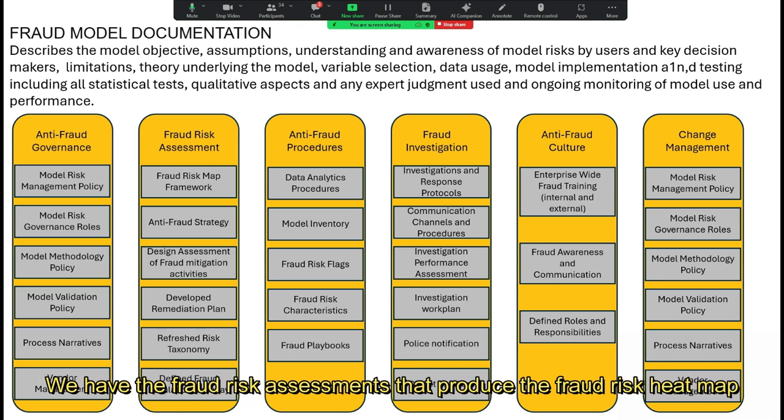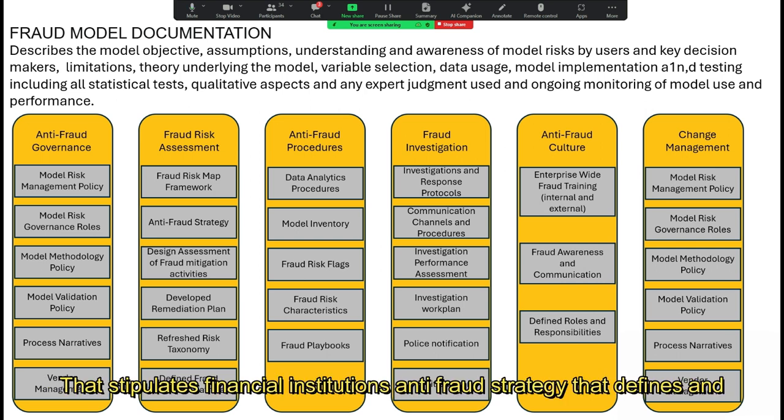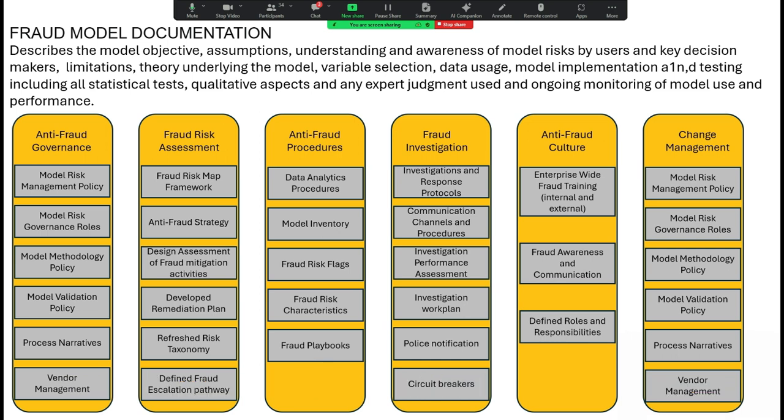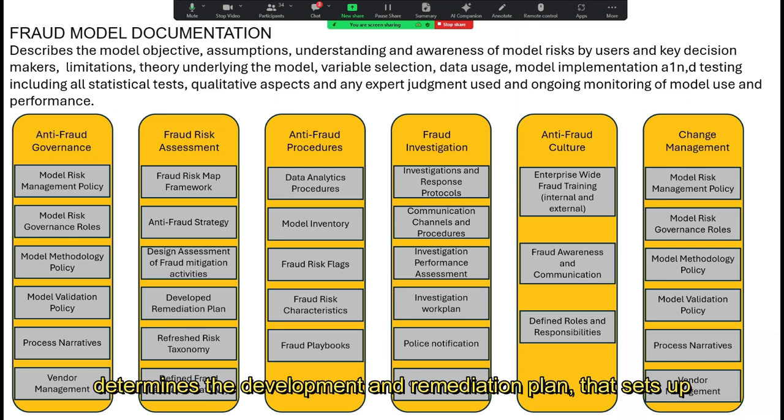We have the fraud risk assessments that produce the fraud risk map, the heat map, that stipulates financial institutions' anti-fraud strategy, that defines and determines the development and remediation plan, that sets up risk taxonomies.